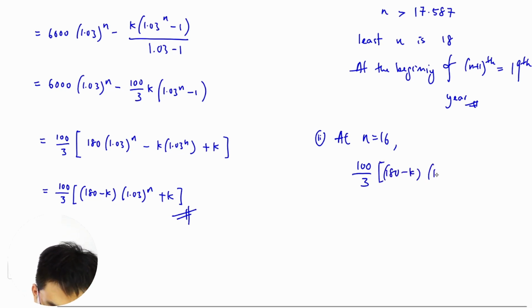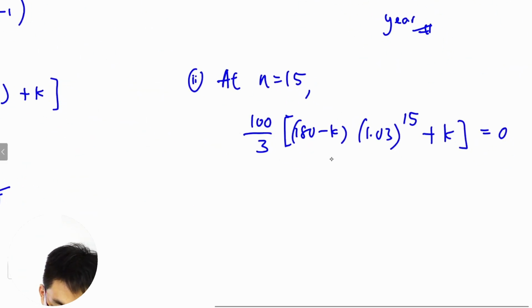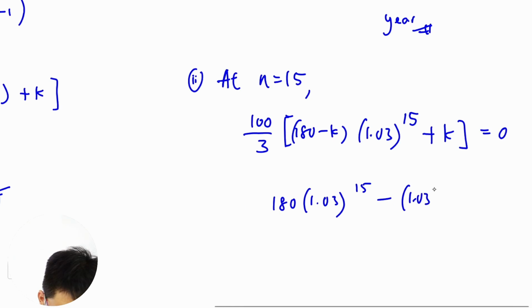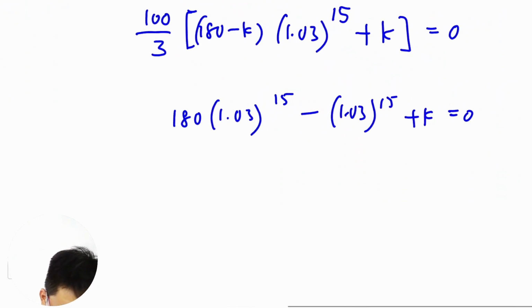Okay, so 1.03 to the 15. Oh, 15. Sorry? Yeah, 0. So you just set this to 0. So yeah, this is 180. There you go. Sorry.